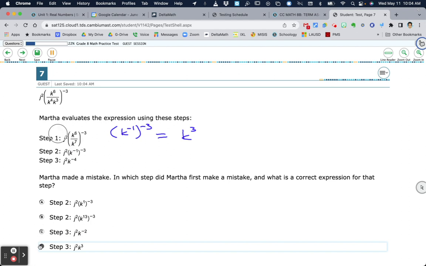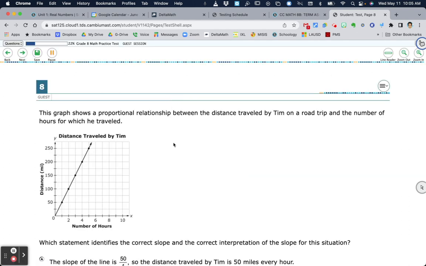Okay. So really, this question got you to practice all of the different types of operations we can do with powers. Okay, we can multiply them, which means add the exponents, divide them, which means subtract the exponents, raise a power to a power, which means multiply the exponents. All right. Number 8.